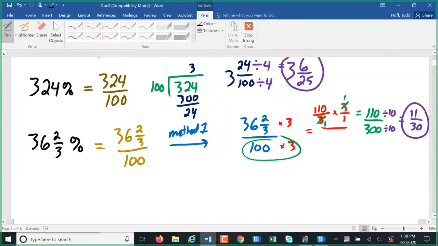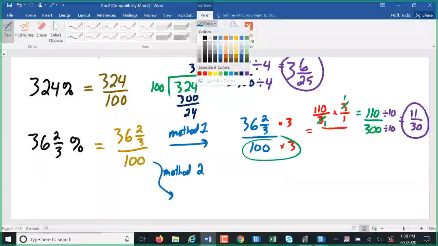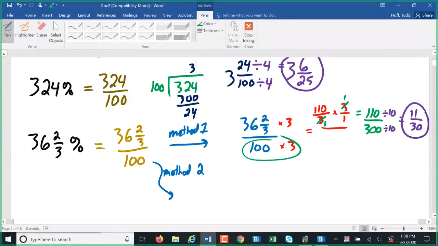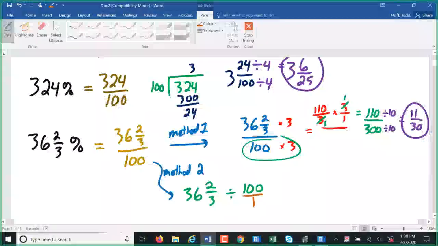The second method, method 2, is I could, especially since we have calculators that divide fractions for us. Remember, we've mentioned that fractions and division problems are kind of equivalent. We can convert back and forth from one to the other. So I can just take that as 36 2/3, instead of being over 100, as divided by 100. Now, of course, I'm going to make that 100 over 1, so I'm dividing by a fraction.